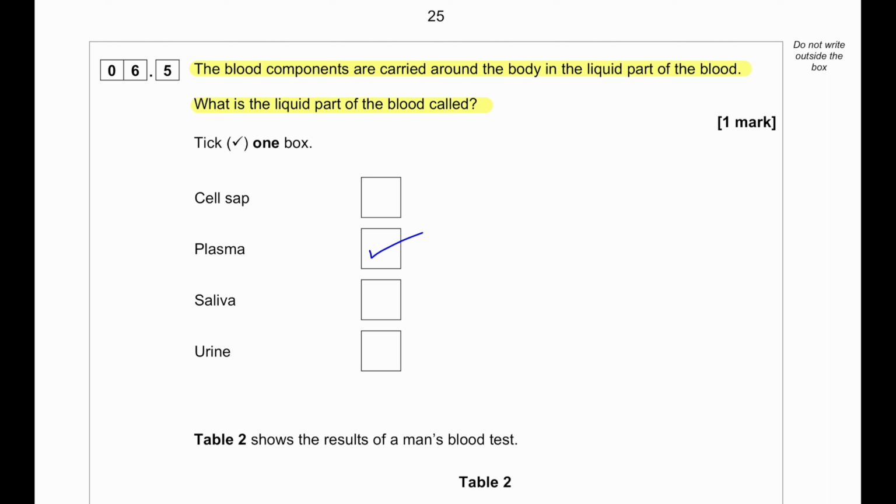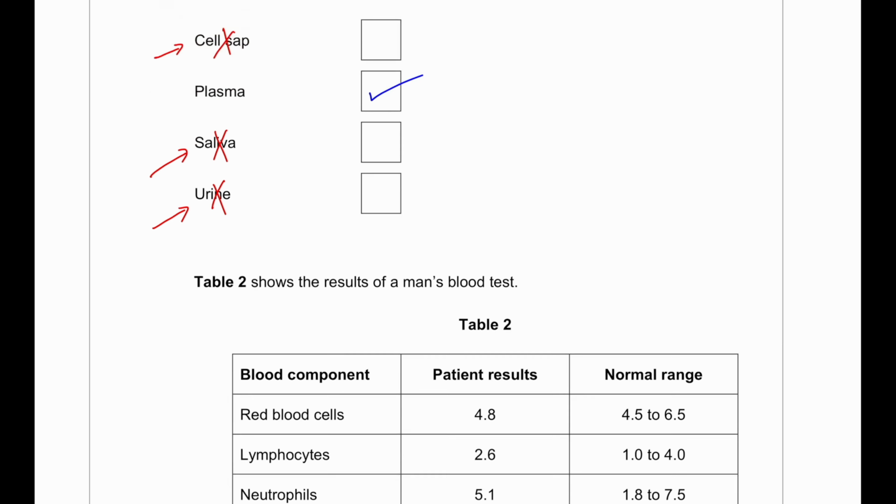Alright, we can see the cell sap. Now, we know that cell sap is basically the content within a particular plant cell, and there is saliva. Saliva is the liquid secreted in our mouth, and then urine. Urine is basically the liquid produced by our kidney, the filtration of the kidney. So, the answer will be plasma.